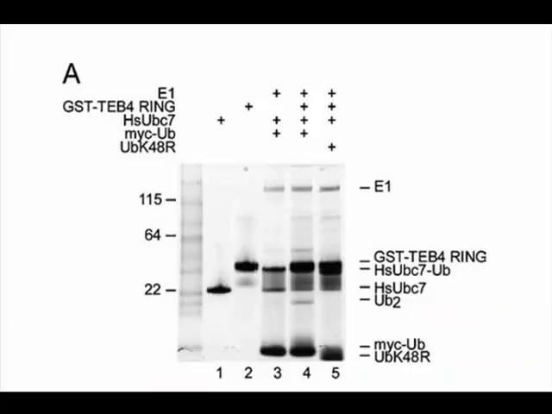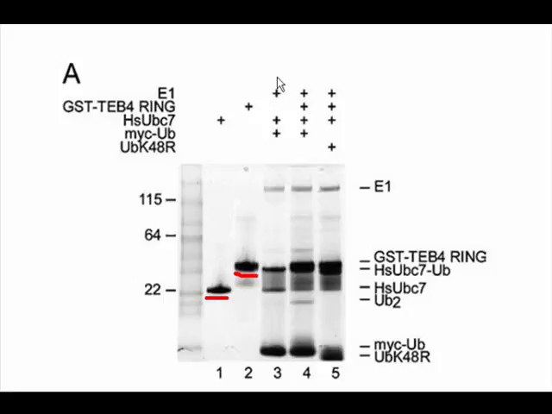In Figure 7a, the authors use an in vitro assay to attempt to show that the TEB4 ring finger domain is necessary and sufficient for ubiquitin ligation, and that this ligase activity requires the availability of a K48 residue in the ubiquitin substrate. What we see here is the various reaction components separated by SDS-PAGE and stained with Coomassie. Lanes 1 and 2 simply serve as controls to show where HsUBC7, the E2 protein, and the GST TEB4 ring finger fusion migrate within the SDS-PAGE.